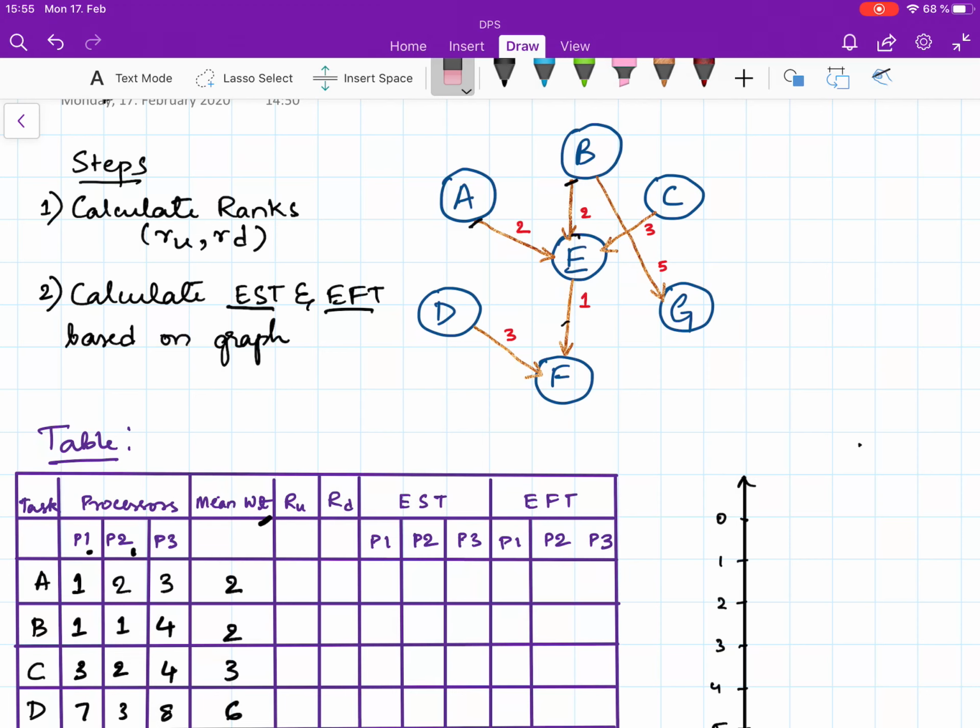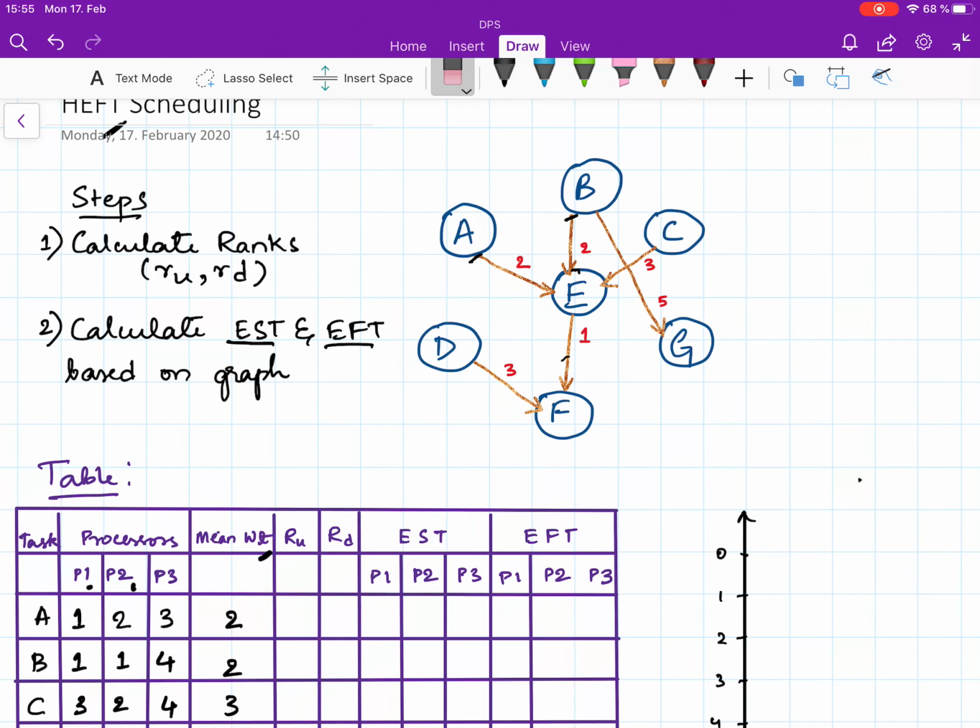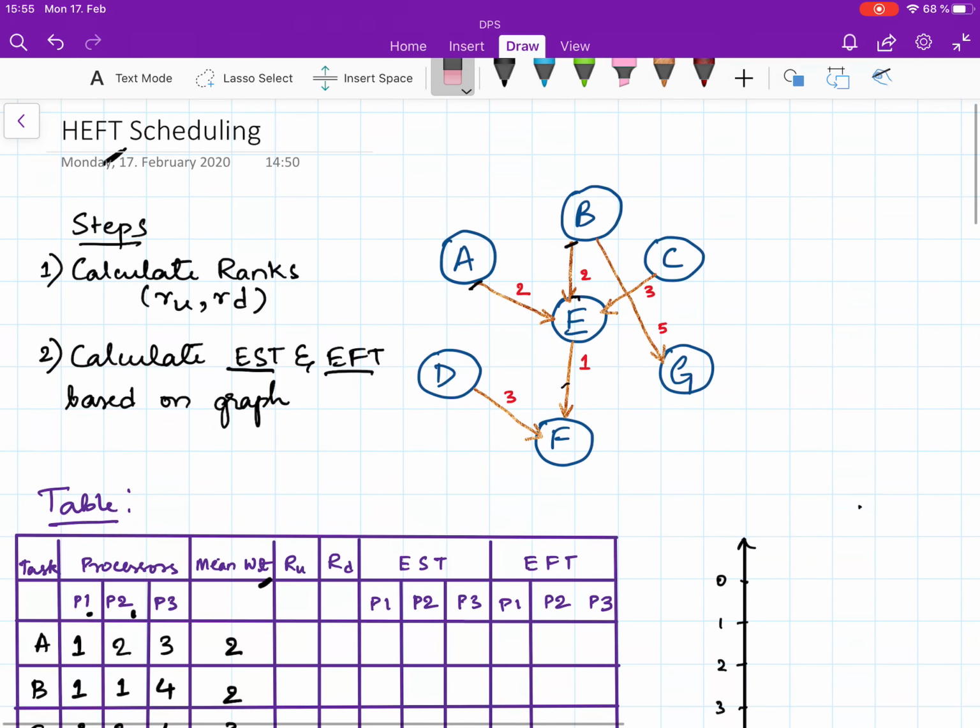There are two steps which I've divided into solving this problem. The first step is to calculate the ranks RU and RD, and the second would be to calculate their earliest start time EST and earliest finish time EFT. It should be done on the basis of the graph. This is more spontaneous, so you do this as you draw the schedule on the processor. We'll come to that later.